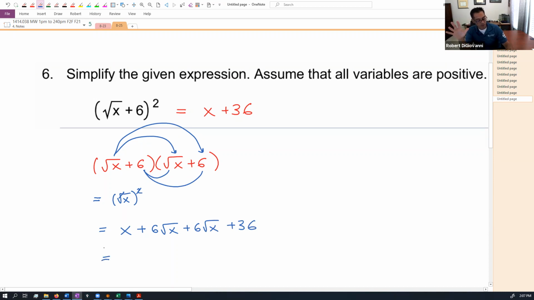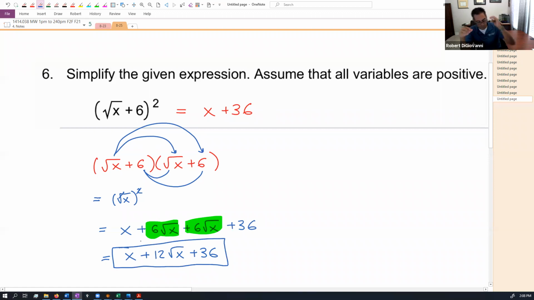Now, this would almost be done except for the fact that these two are like terms, right? Those both have a root x. So I have 6 apples and 6 apples. I add those up, I should have 12 of them. That's it.